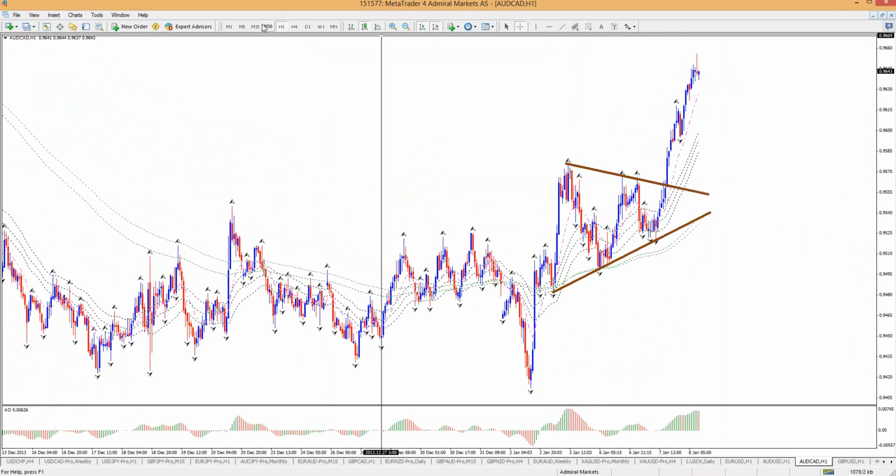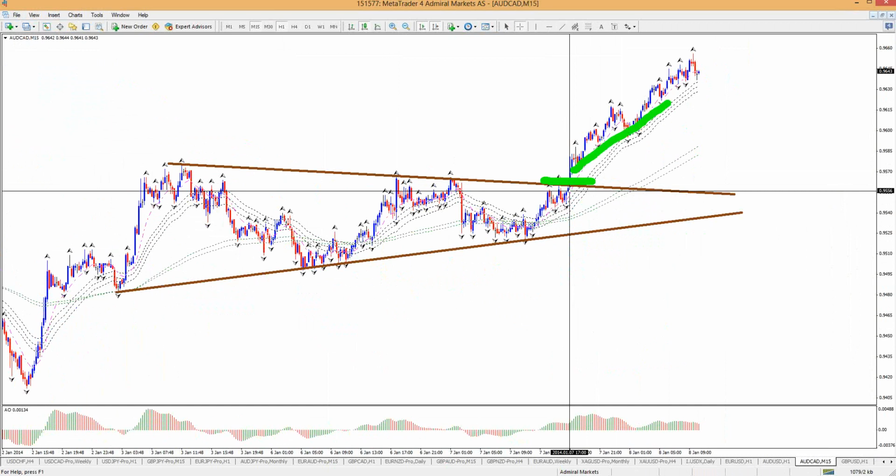Good break as well. Let's zoom back to the 15. And the break of this 15-minute fractal you see leading to this breakout trade. Very nice.